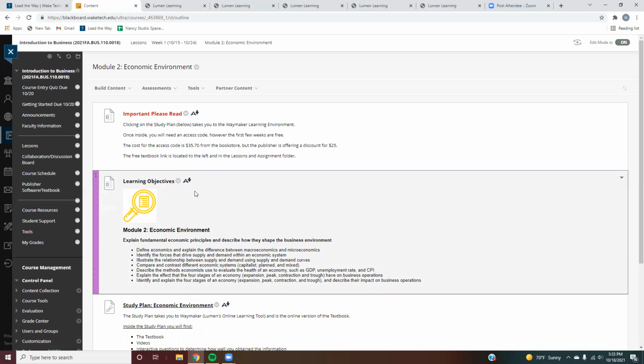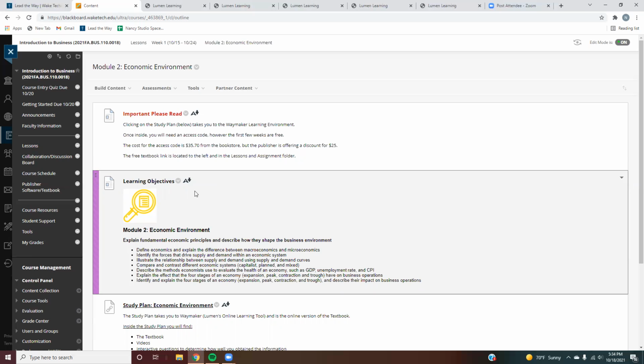We'll also look at the difference between supply and demand and what drives supply and demand. We'll learn about the different economic systems. We'll also learn about economic indices that help evaluate if an economy is doing well. For instance, you have the GDP, the unemployment rate, the CPI. The GDP is the gross domestic product, the unemployment rate, and the consumer price index.